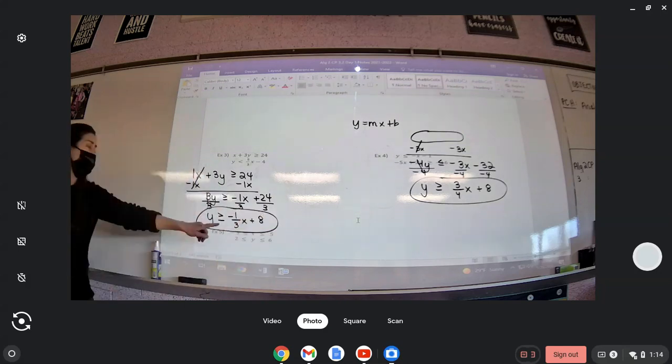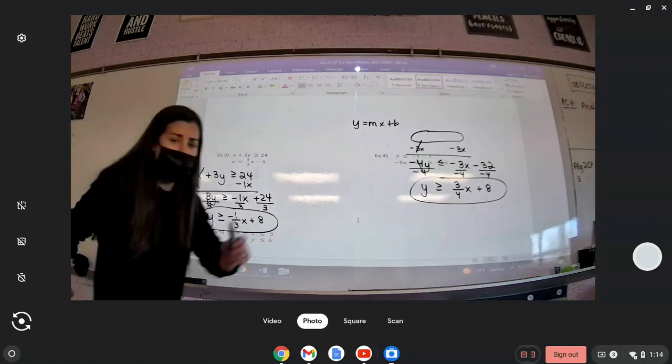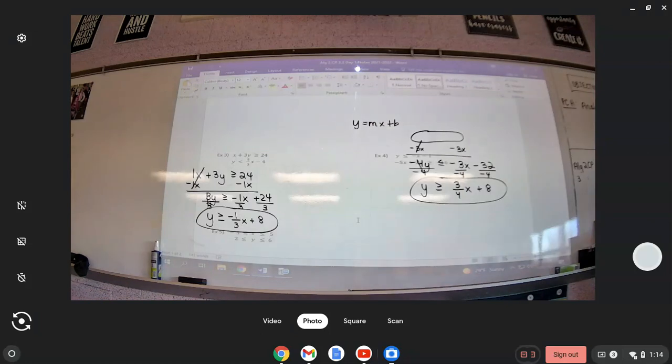So now we have our first inequality ready to go and our second inequality. Let's head over to Delta Math and throw them on a graph and see where this solution set is.